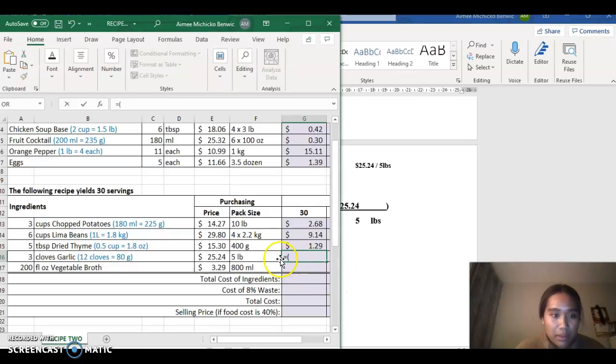And then let's do our Excel. So 3 cloves multiplied by 80 divided by 12 divided by 500 grams, close bracket, and multiplied by the price of $25.24 divided by 5 pounds, close bracket, and then that gives us 20 cents as well.